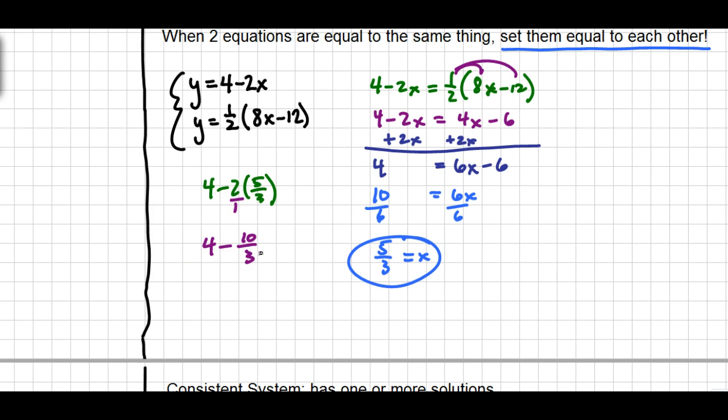Again, I need to come up with a common denominator. So if I want the 4 to have a 3 on the bottom, I would simply multiply it by 3 over 3. So I end up with 12 over 3 minus 10 over 3. So I end up with 2/3 for the y value.